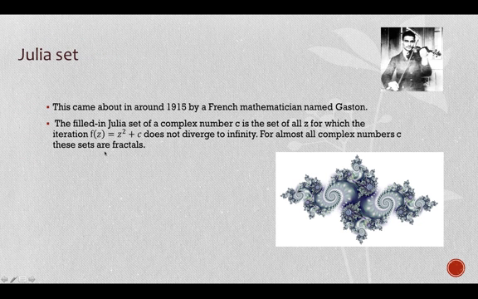This came about around 1915 by a French mathematician named Gaston Julia. Up to the right, we have a picture of him, and yes, that is a violin. The filled-in Julia set of a complex number c is the set of all z for which the iteration f(z) = z squared plus c does not diverge to infinity. For almost all complex numbers c, these sets are fractals.